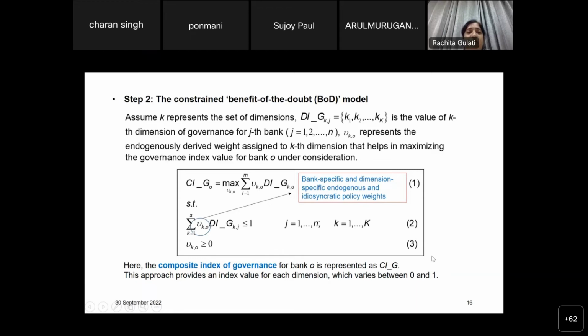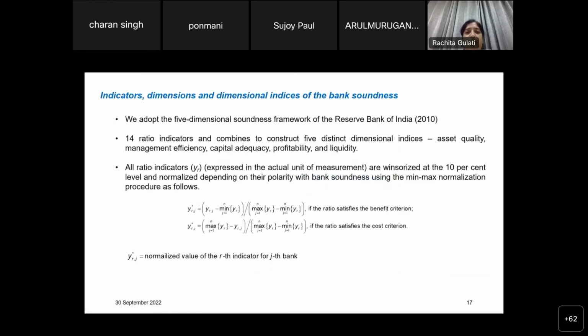Indicators, dimensions and dimensional indices are also used for the construction of the bank soundness index. We adopt the five-dimensional soundness framework of the Reserve Bank of India. 14 ratio indicators are used here, and they are integrated to construct the five-dimensional indices of bank soundness, and then further aggregated to constitute the bank soundness index. All the ratio indicators are normalized and winsorized before aggregation, and all the data cleaning and data handling procedures were adopted before we constructed the index.